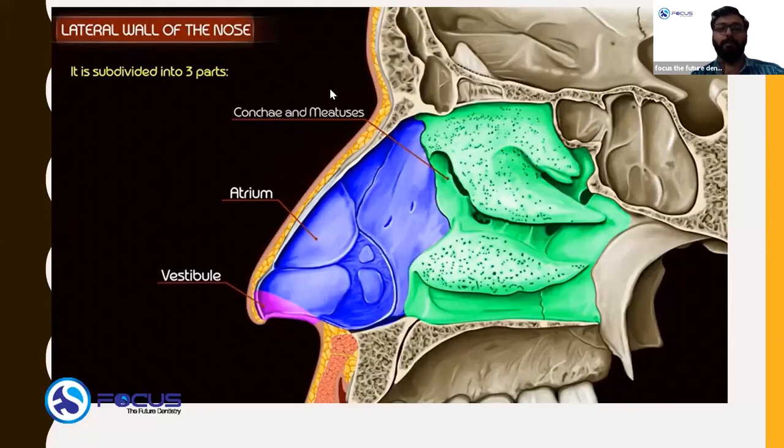So people who have been following us or who attended the osteology class would remember that the superior and middle conchae are part of a particular bone. Which is that particular bone? Yes, excellent, ethmoid. Whereas the inferior conchae is an independent bone by the name inferior conchae. Okay, so this is a separate bone on its own.